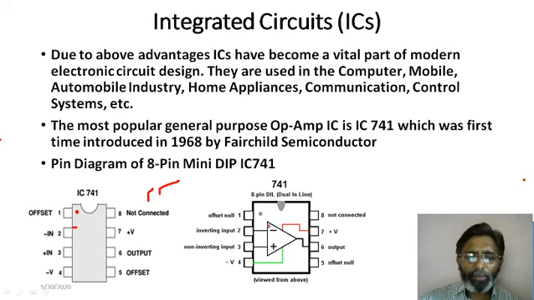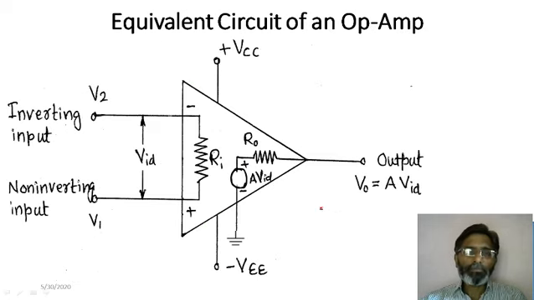Then in a little more detail you can see inside with the op-amp symbol. This is the inverting input, this is the non-inverting input, this is the minus VCC supply, this is the plus VCC supply, and this is the output terminal. These are the two offset null terminals. Why these are used, we will come to know afterwards. And this one is not connected. So this is the pin diagram of the IC.